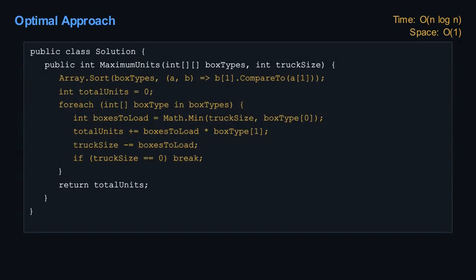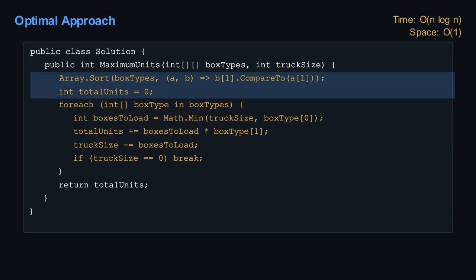The key insight here is a greedy one: to maximize total units, we should always prioritize loading the boxes that offer the most units per box. If we have a choice between a box with 10 units and a box with 5 units, and both take up one slot, we should always pick the 10-unit box. This suggests sorting. We'll sort the array of box types in descending order based on their units per box.